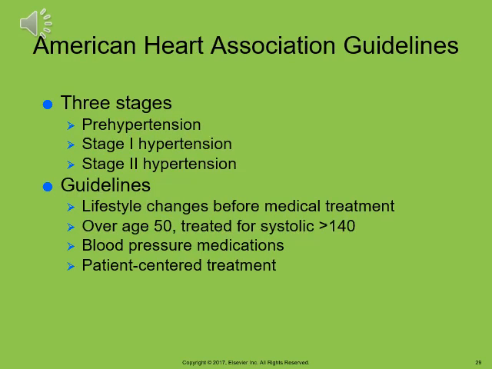The American Heart Association guidelines recognize 3 stages. There's pre-hypertension, stage 1 hypertension, and stage 2 hypertension. The guidelines state that lifestyle changes should be tried before medical treatment. If you're over the age of 50, you should be treated for a systolic greater than 140. Blood pressure medications can be used, with patient-centered treatment.